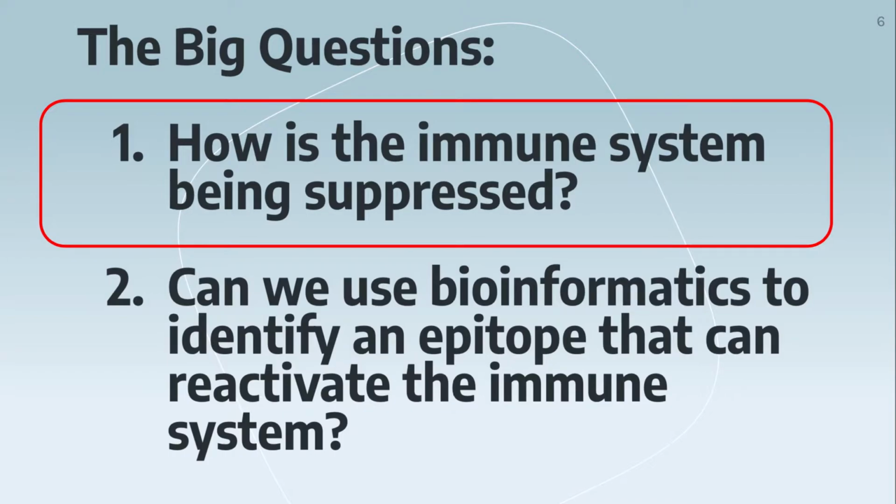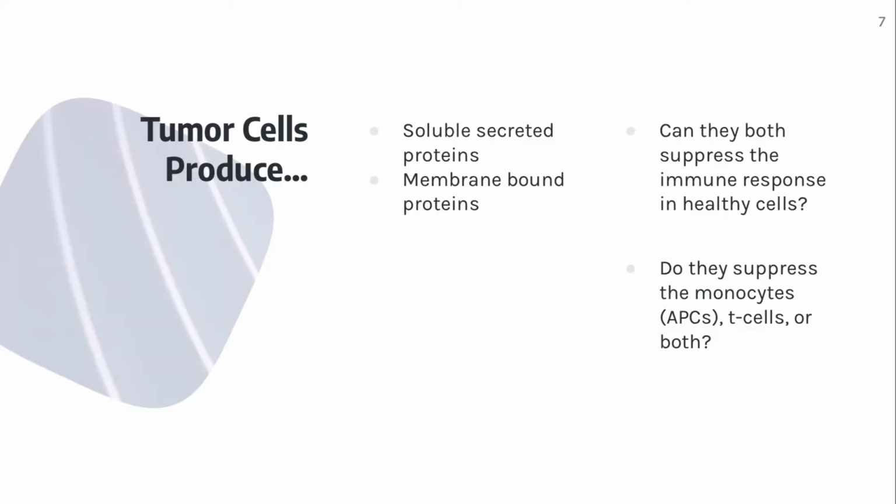First, we'll address how the immune system is being suppressed. Tumor cells produce 2 types of proteins, soluble secreted proteins and membrane-bound proteins. We want to know if both types suppress the immune system, and which part of the immune system do they affect? Innate, adaptive, or both?